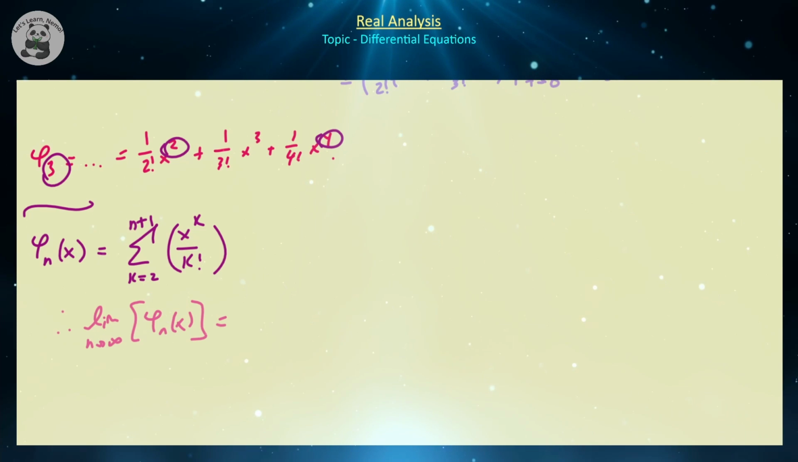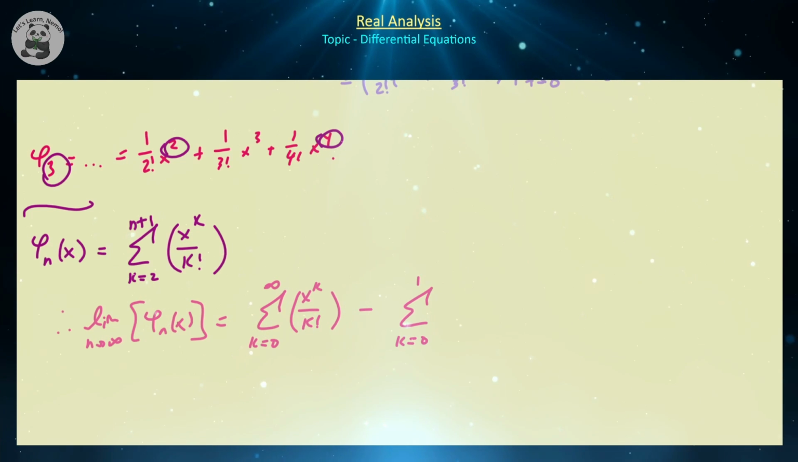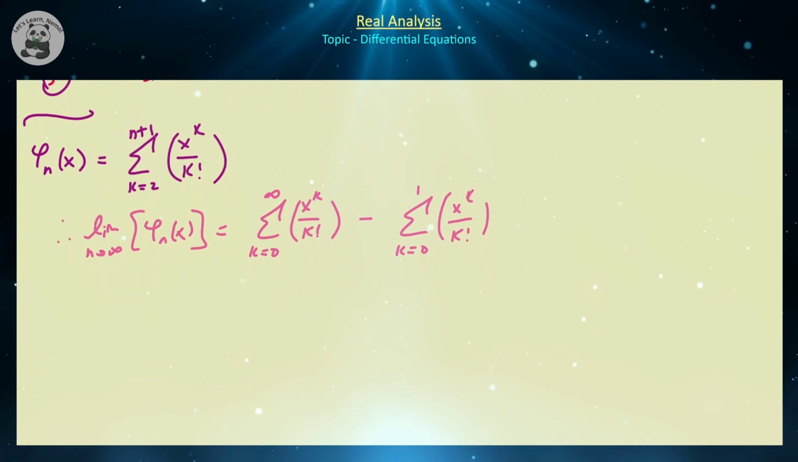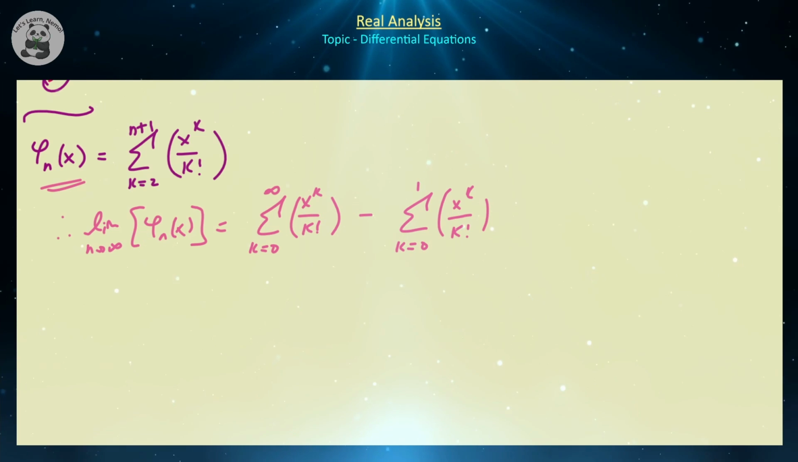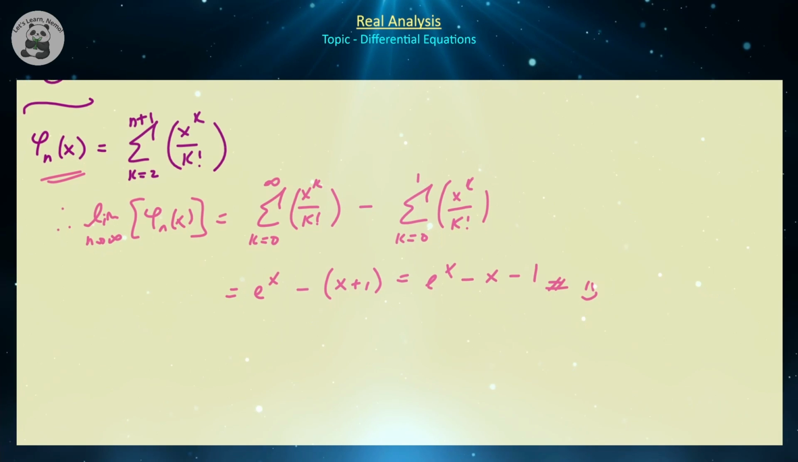So that's obviously going to be equal to the sum from k equals 0 to infinity of x to the k over k factorial minus, notice I've added 0 and 1 here sneakily, the sum from k equals 0 to 1 of x to the k over k factorial. So that would be the limit, provided that we prove this statement with mathematical induction. So we know that that's going to be equal to e to the x, and over here we just have x plus 1. So we can write this as e to the x minus 1, and you should be able to show that this is indeed the solution to the differential equation I presented before.